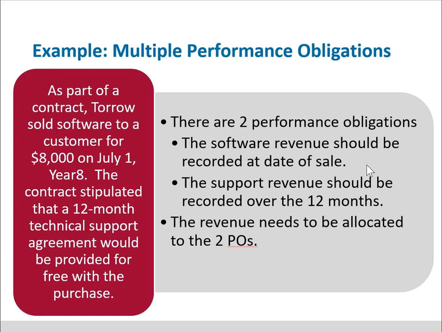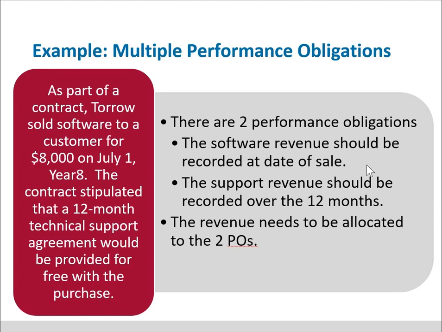The software revenue should be recorded at the date of sale when Toro transfers that software to the customer. The support revenue is one of those situations where the revenue will be recorded over time. There's 12 months worth of technical support. The customer is getting the benefit of that on a monthly basis, so that support revenue will be recognized pro rata over the 12 months beginning July 1st of year 8. So that's when we should be recording the revenue.